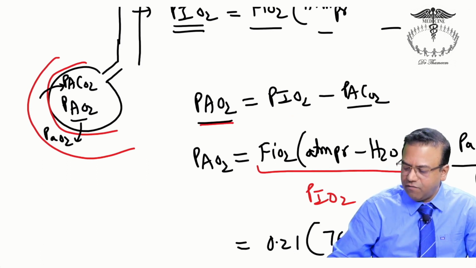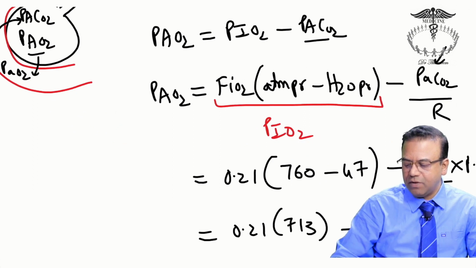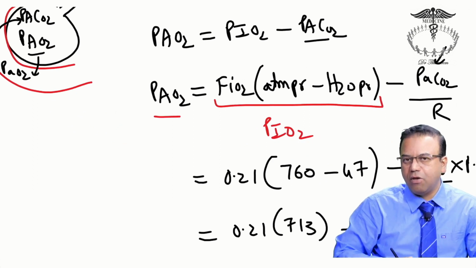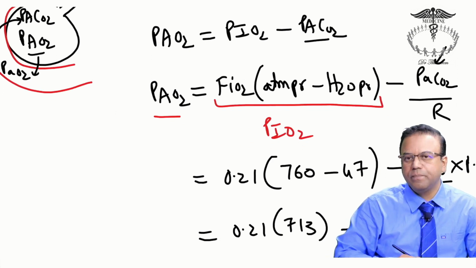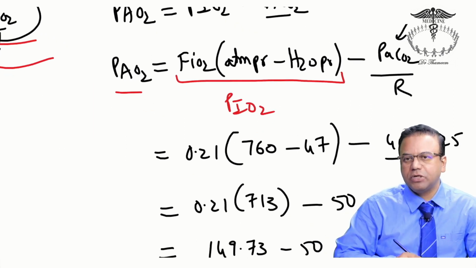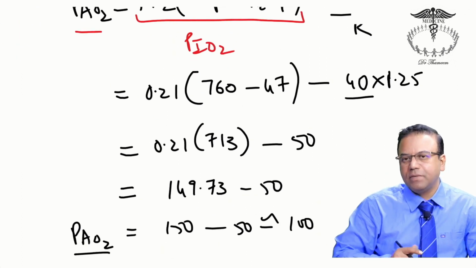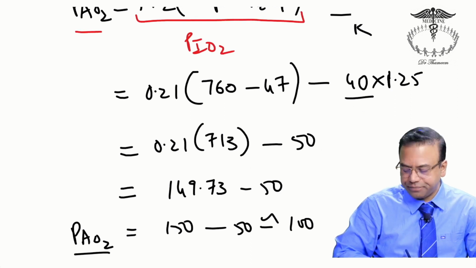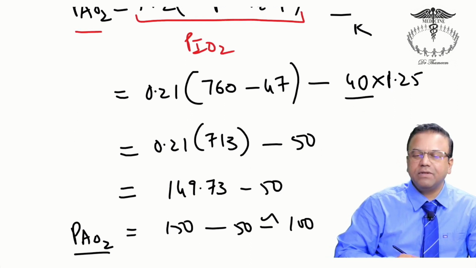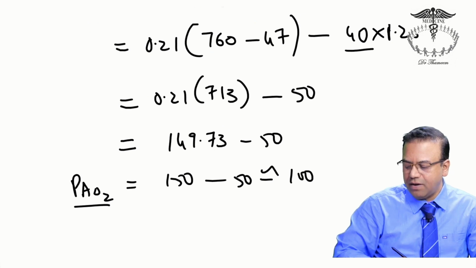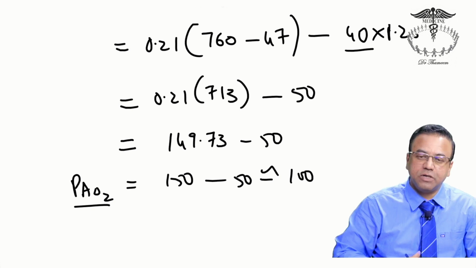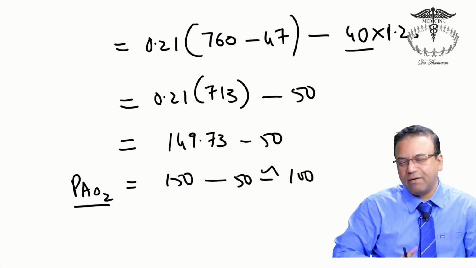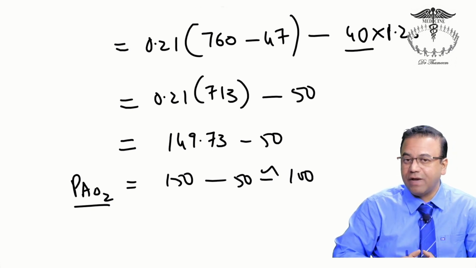So if you understand this formula, then it's very easy to follow. Instead of PiO2, I'm using the formula for PiO2. Partial pressure of alveolar oxygen is nothing but FiO2 into atmospheric pressure minus water vapor pressure, minus PaCO2 divided by respiratory quotient. In a normal person, we take the respiratory quotient as 0.8. So this is 0.21 into 713 minus 50, and this is what it will be. This is roughly the partial pressure of alveolar oxygen at room air, where a person is breathing in a fraction of oxygen that is 21%.